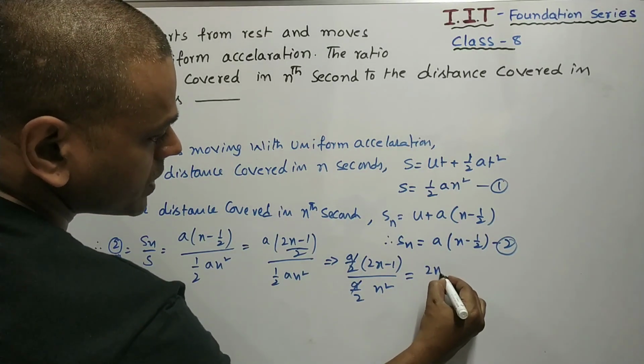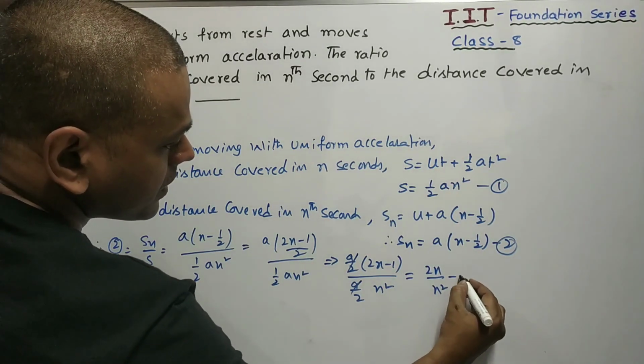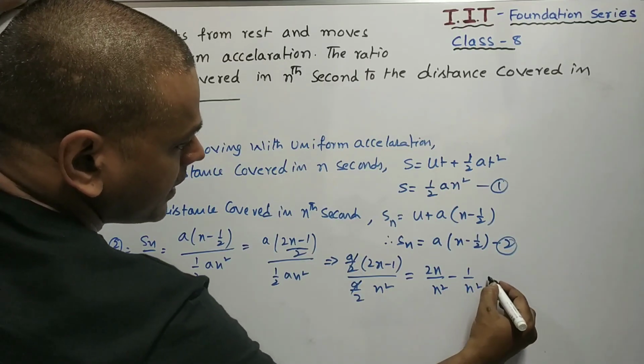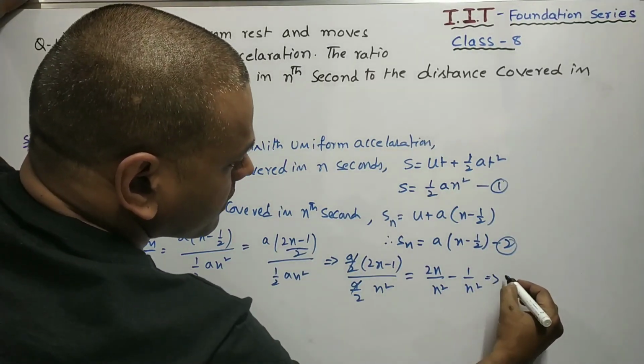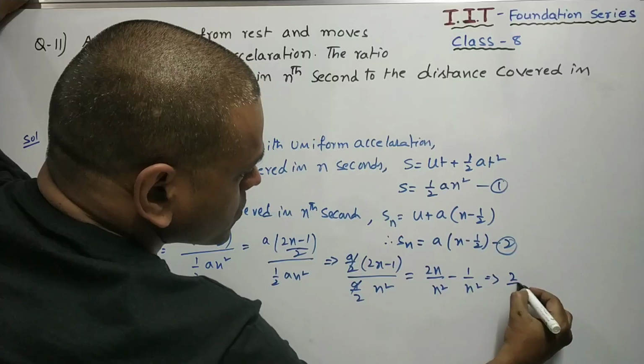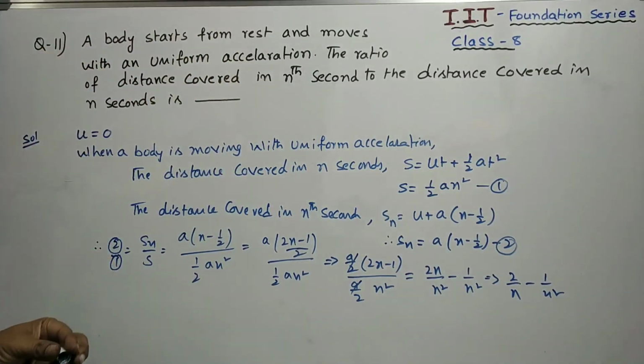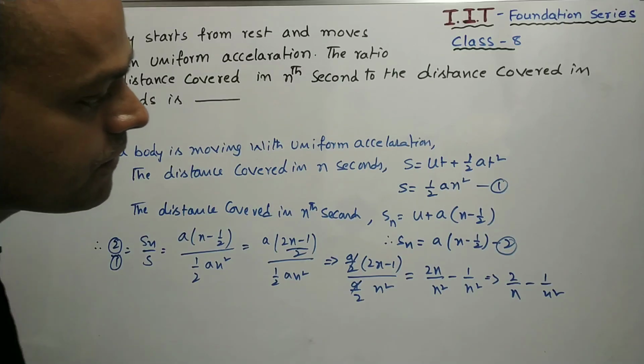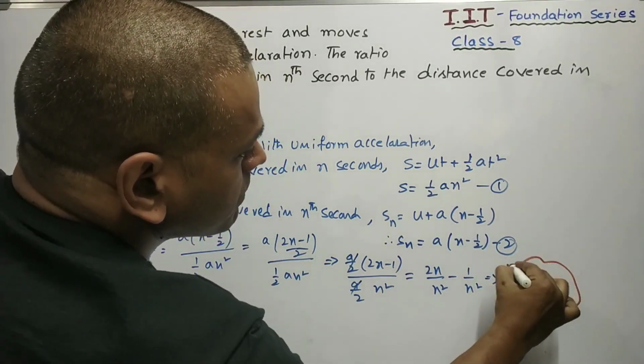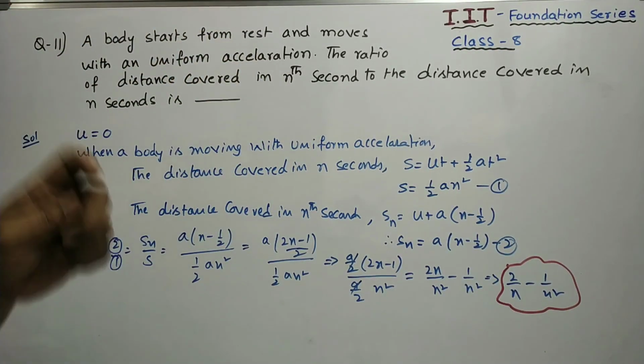The answer equal to what? (2n minus 1) by n square, which is 2n by n square minus 1 by n square. That implies, what do you get? n is cancelled, that means 2 by n minus 1 by n square. This is the answer for this question.